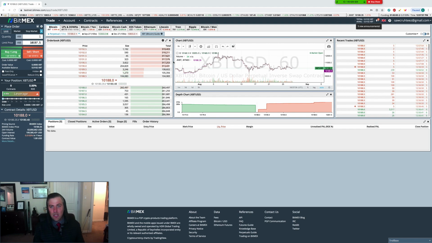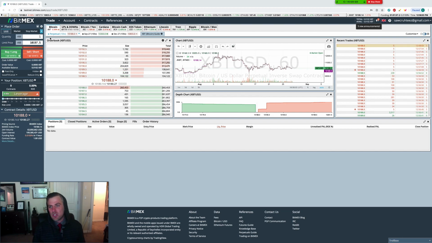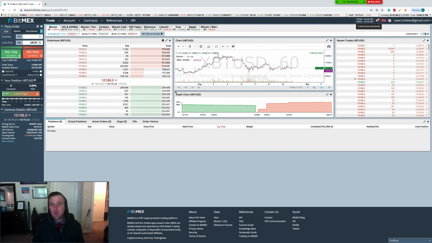So first of all, we're just going to look at the most basic stuff for people that have never really had much experience on an exchange before, just looking at what is this order book, what is this recent trades, and what is this depth chart. It's very basic stuff, but it is very, very important.